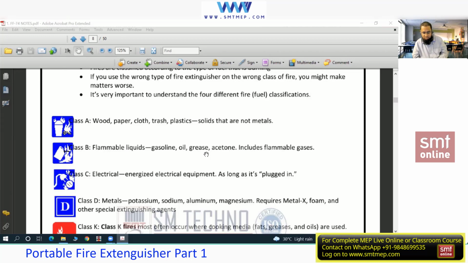Next, class C is for electrical. But remember, what electrical? If you talk about class C, it is energized electrical equipment, as long as it's plugged in. For example, if there is a fire in the building due to an electrical short circuit, and someone switches off the main, or with the control system the main supply is off, in that case that classification we can consider as A also, meaning we can even use water to control that fire. But if it is energized electrical equipment, or in the cable the electrical energy is still flowing, we cannot use water. In that case, that comes under class C.